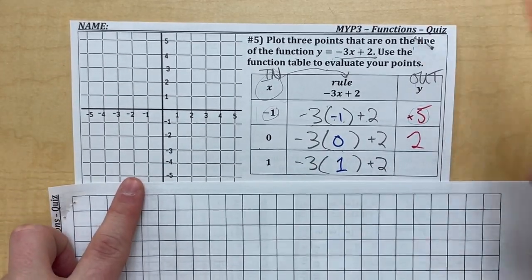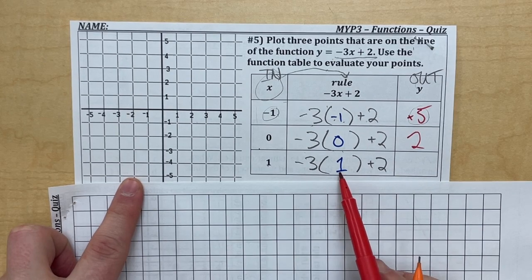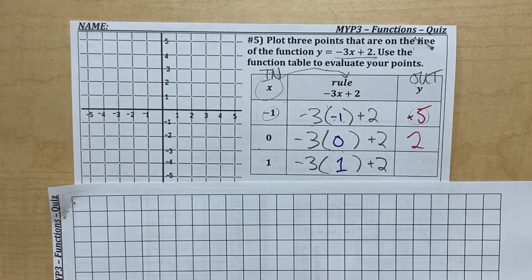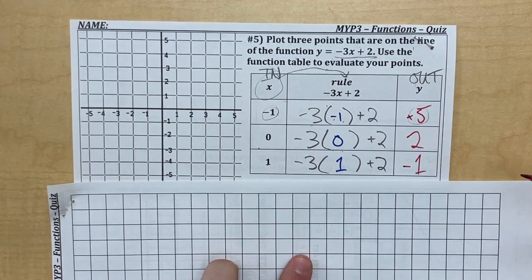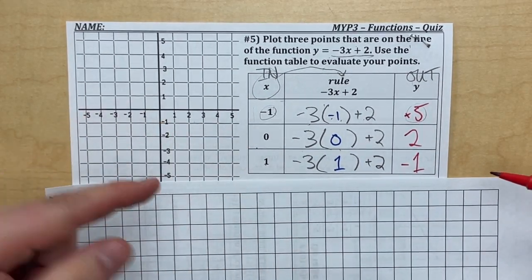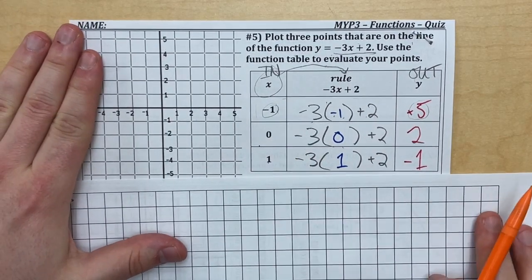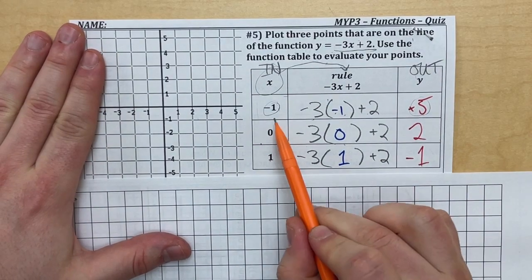And lastly, I have negative 3 times 1 is negative 3. And then I have negative 3 plus 2 is negative 1. Again, if you're ever unsure, use that number line shown in the graph to be able to plot those points. Okay, so now that I have my table filled out, I now have these ordered pairs.